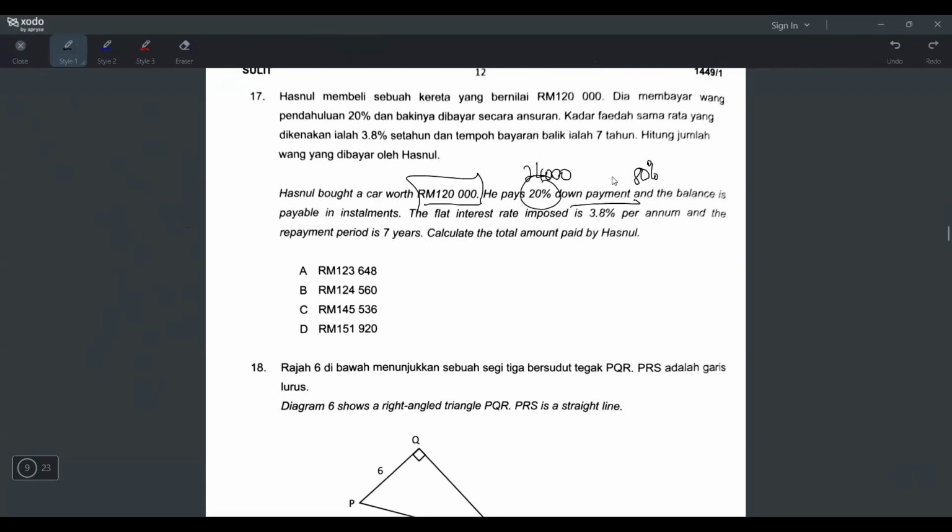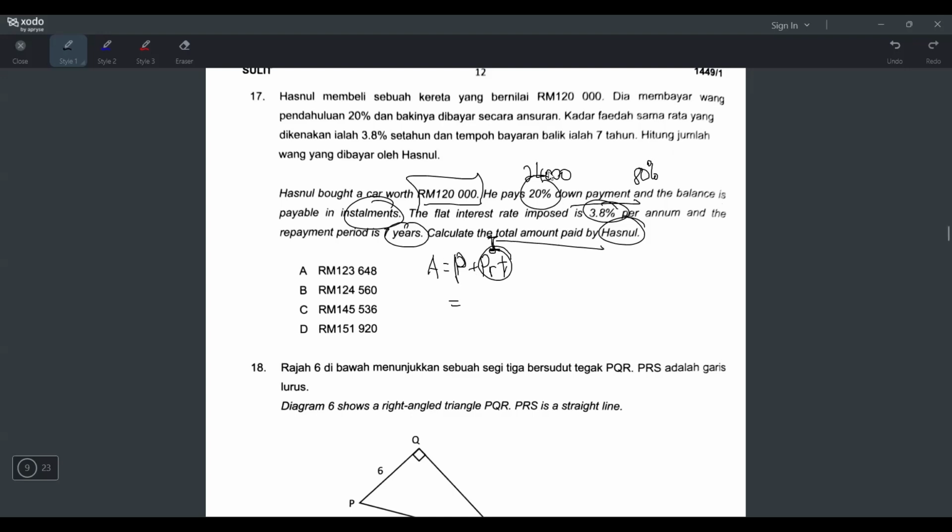But the remaining 80% is payable in installment. The flat interest rate is 3.8% and the repayment period is 7 years. Calculate the total amount paid by Hasnul. Okay, so the total amount paid by Hasnul will be P plus PRT. So what's the meaning of P plus PRT? PRT will be the interest formula, the interest charged by the bank. Because when you borrow from a bank, they will charge you extra. When you return your bank loan, you have to return more than the amount you borrowed because of interest.